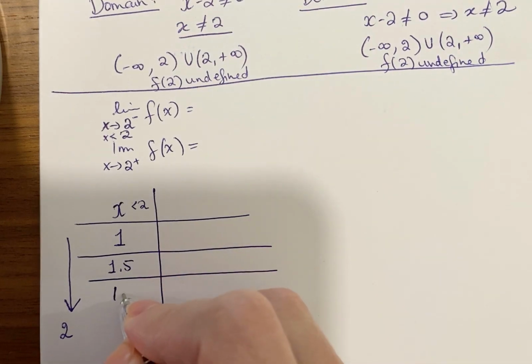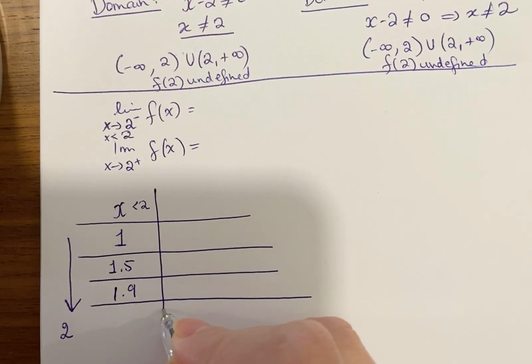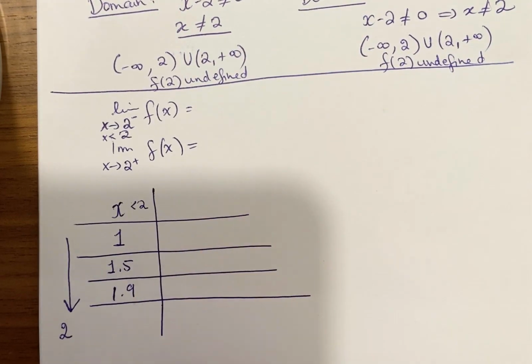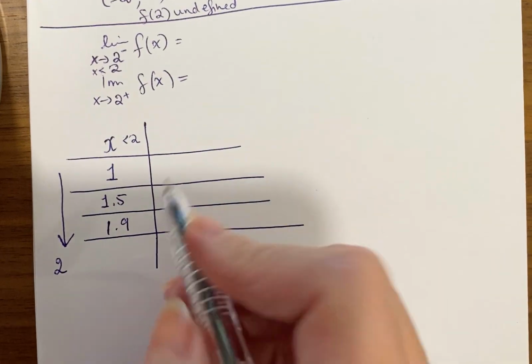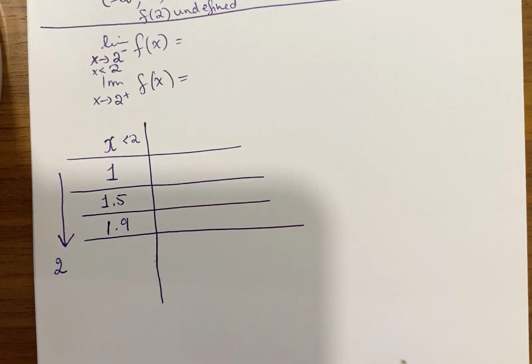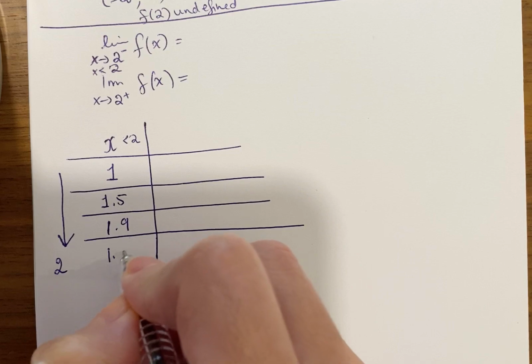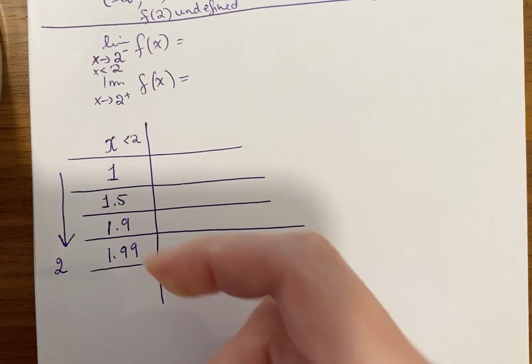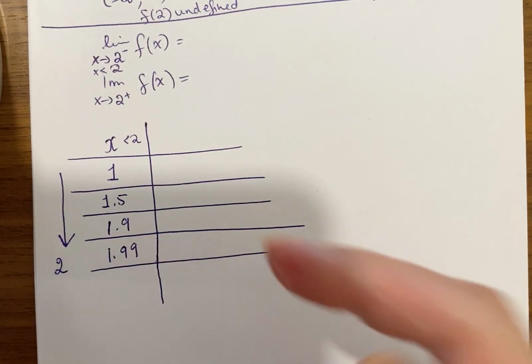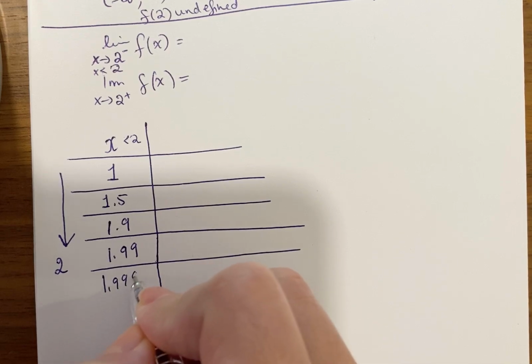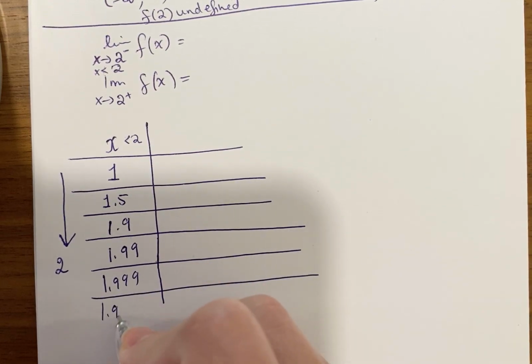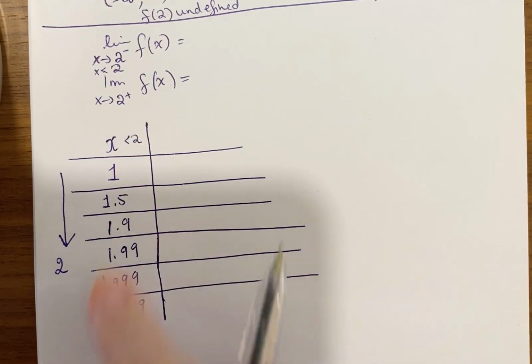Then 1.9 is less than 2, closer to 2. See, I'm choosing values with a pattern. I don't randomly choose values, because then it will take me a long time to sort it out. So 1.99 is closer to 2, smaller than 2. 1.999, 1.9999. Those are all smaller than 2.